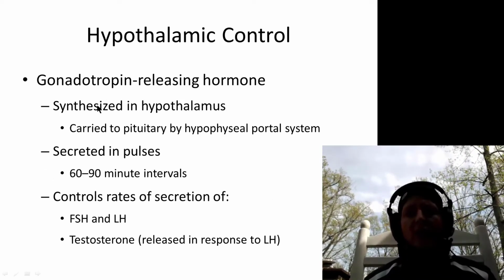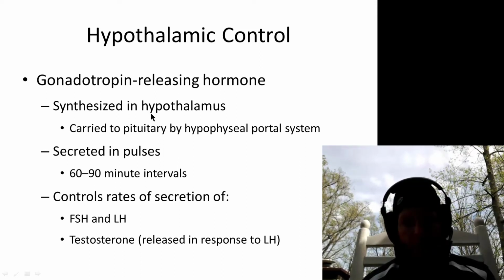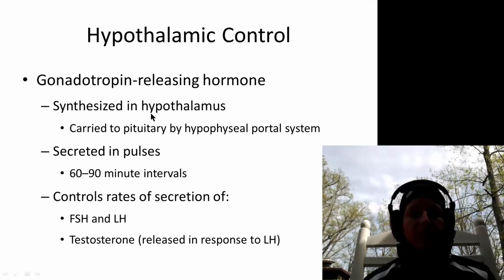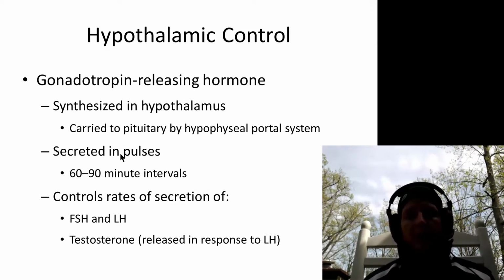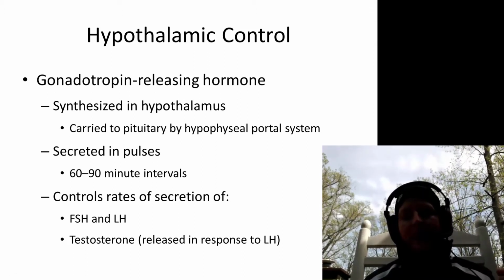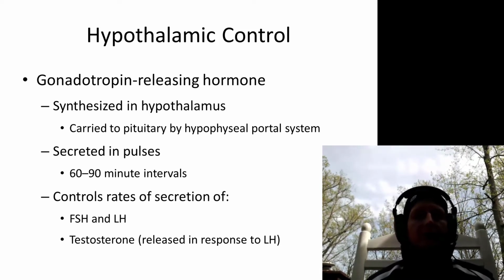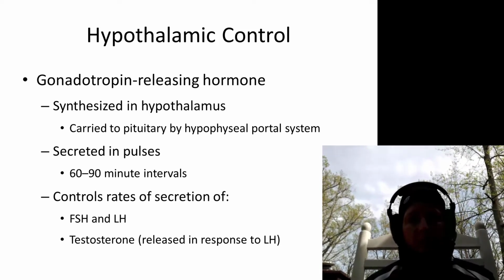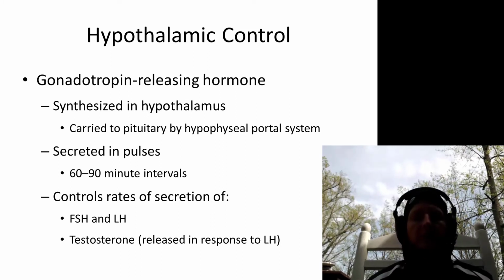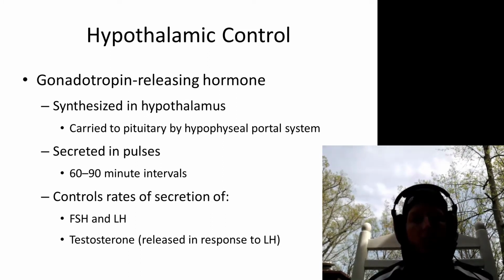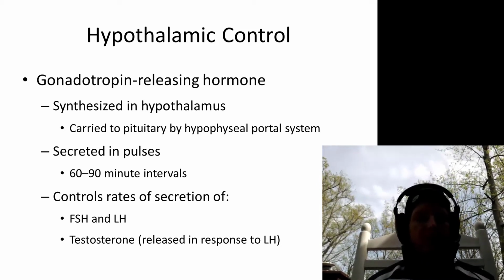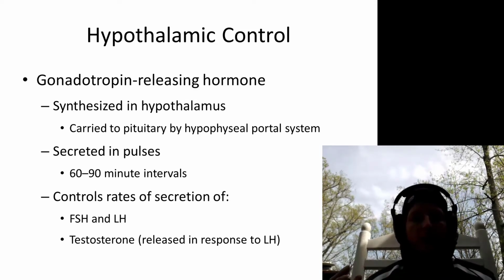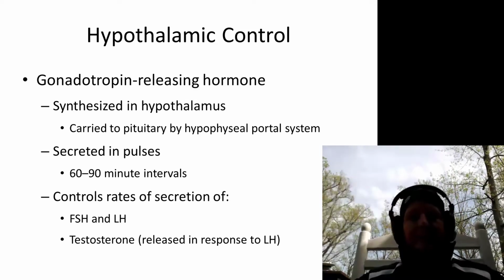All right, so our gonadotropin-releasing hormone, as you recall, is synthesized in the hypothalamus. And here's the thing. It's going to be secreted, on average, in pulses of 60 to 90 minutes. So we're going to have intervals of 60 to 90 minutes when we'll have this surge or the secretion of gonadotropin-releasing hormone. And this is going to control the rates of secretion of FSH and LH. And so these hormones in males, FSH and LH, will be fairly consistent.